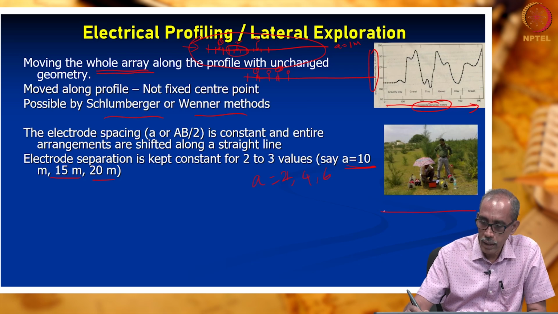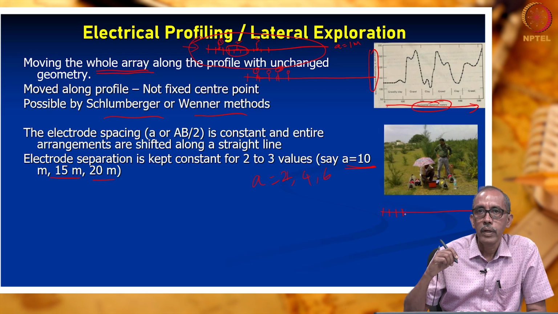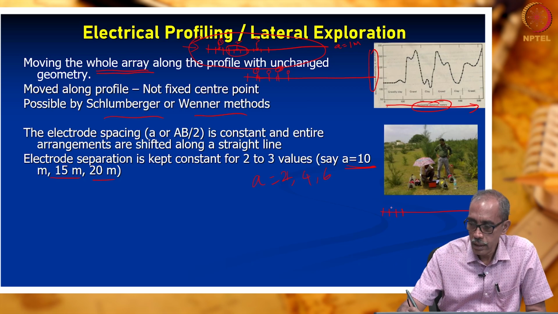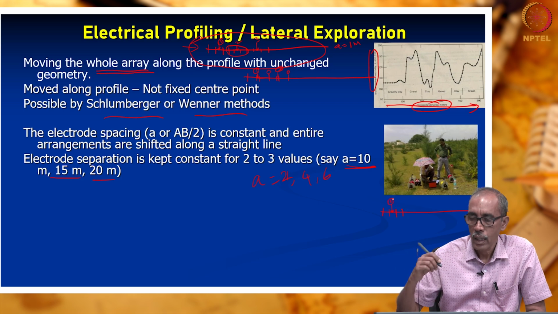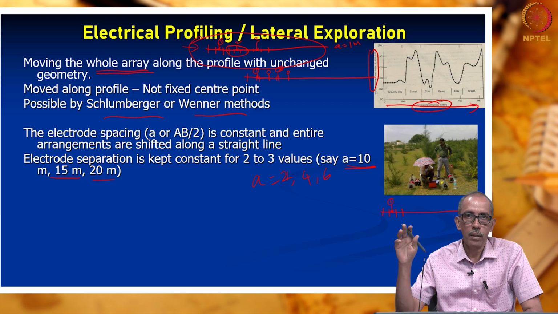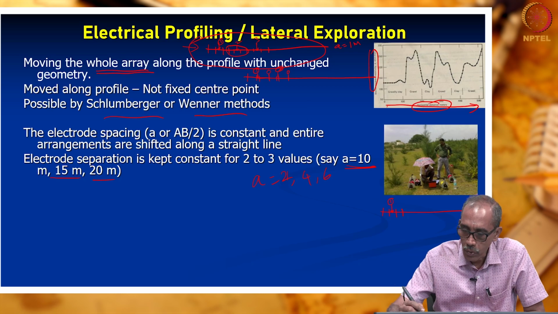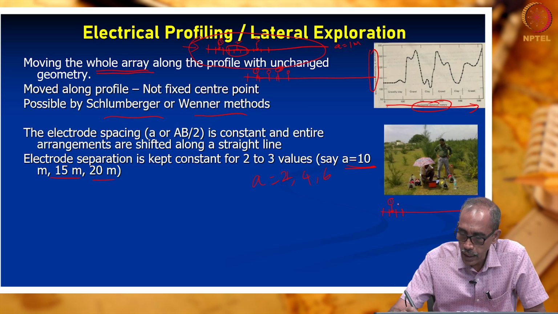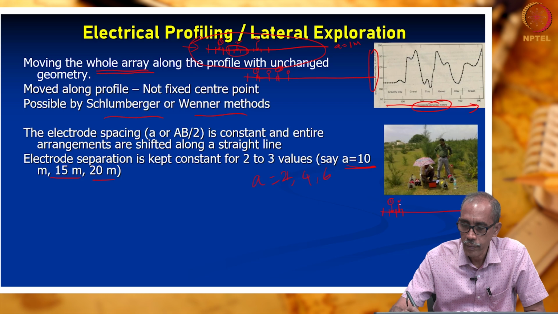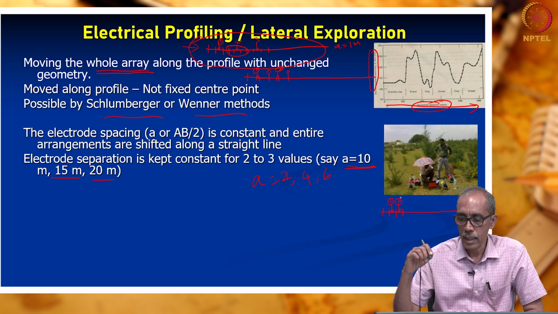Please look at what I am drawing. These are the 4 electrodes. Now, we decided to keep the electrodes at a distance of 1 meter. So, our first station of investigation is this, that is the center point. We have completed one measurement. Now, this is going to be our second station of investigation.